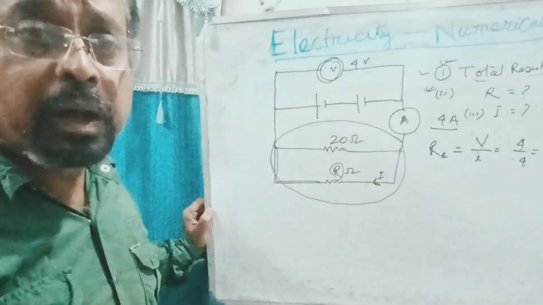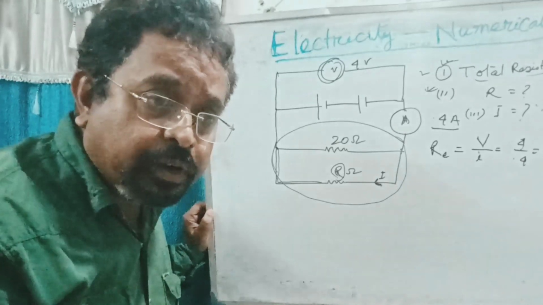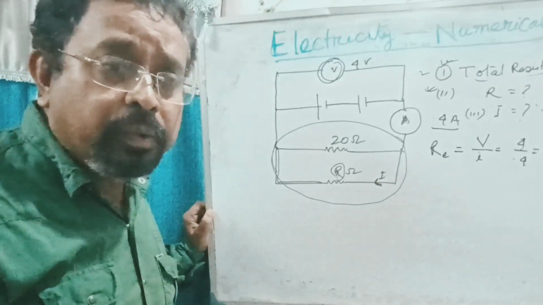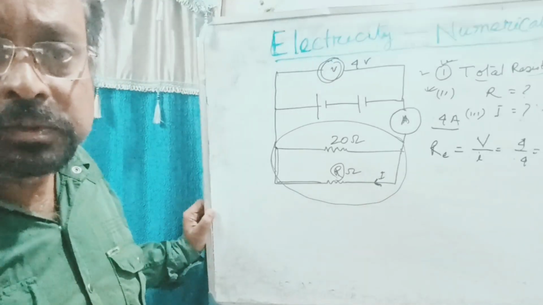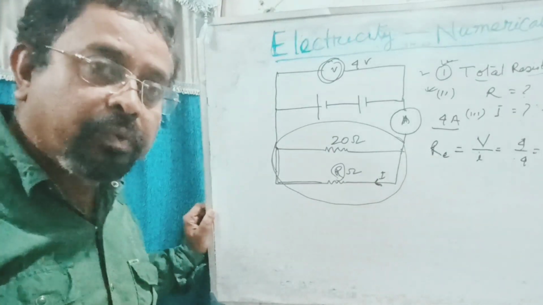R का value कितना? अभी R का value निकालना पड़ेगा. So how will we find the value of R? What formula do you use? Should we use R is equal to R1 plus R2, or 1 by R is equal to 1 by R1 plus 1 by R2? Yes, that is the correct one. 1 by R is equal to 1 by R1 plus 1 by R2.